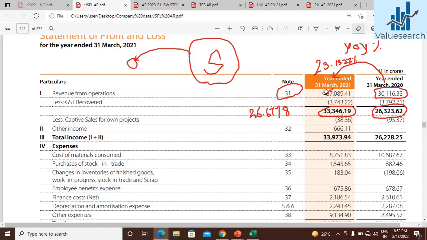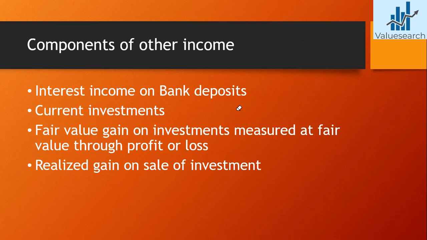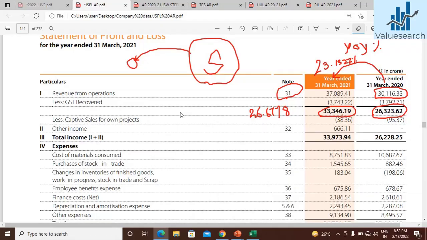So for now, just remember these two figures which are written over here: 37,089.41 and 33,346.19. Now let us look at our presentation once again. As you have seen, the components of other income include interest income on bank deposits, current investments, fair value gain on investments measured at fair value through profit or loss, and realized gain on sale of investments. To get the details of where other income has actually arrived from, read note number 32, where you will get the components of this other income. Now let us look at what is there in note number 31.